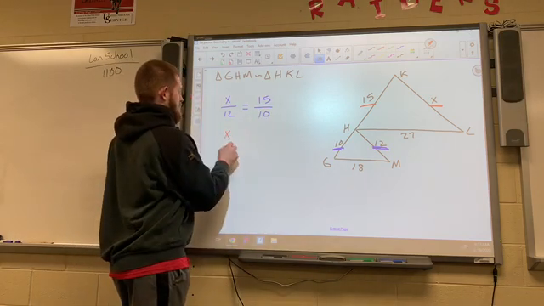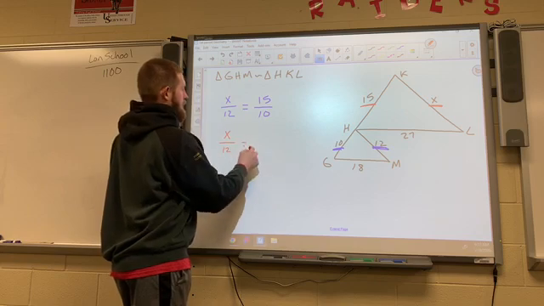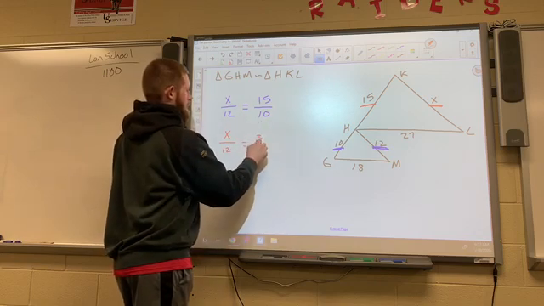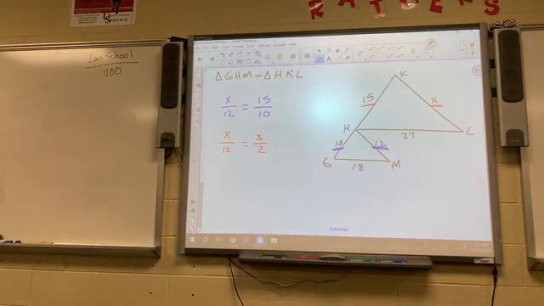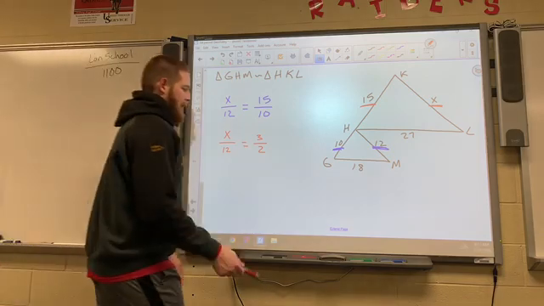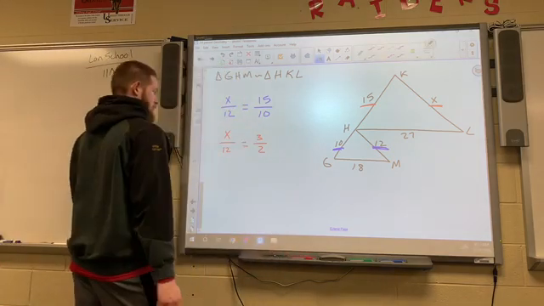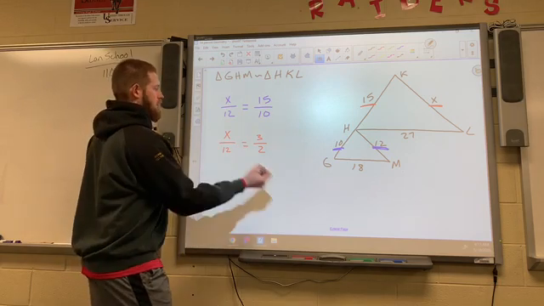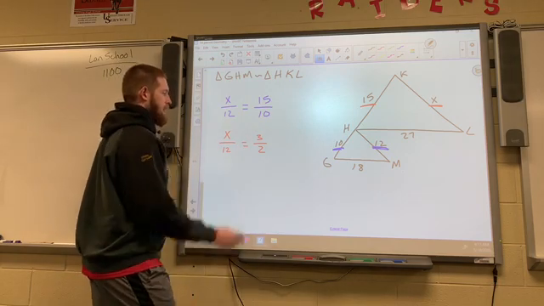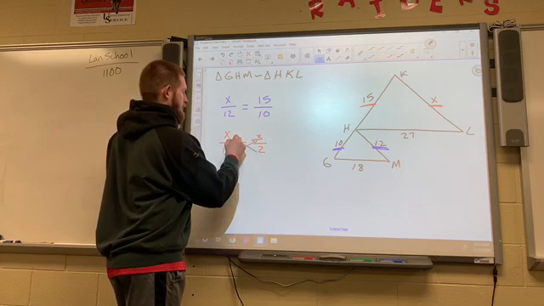I'm going to change this to x over 12 equal to 3 over 2. Okay, that just makes our numbers smaller and a little bit easier to work with. From Algebra 1 and pre-algebra and probably even before that, you have solved proportions. So hopefully right now you're thinking cross multiply, would be correct.